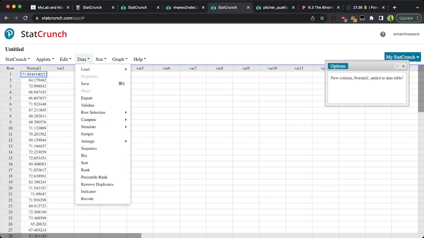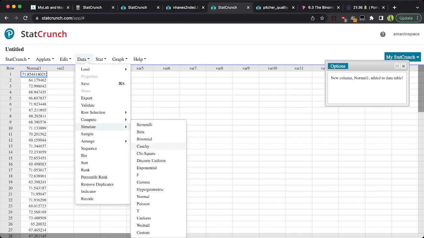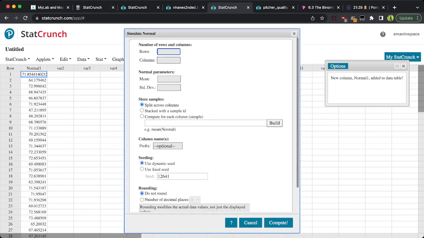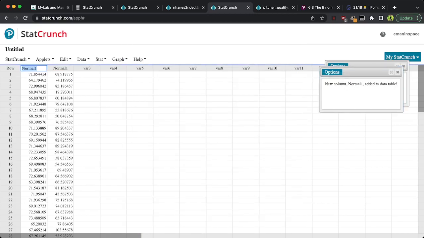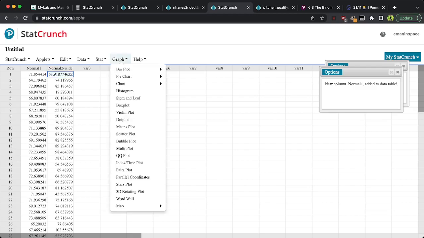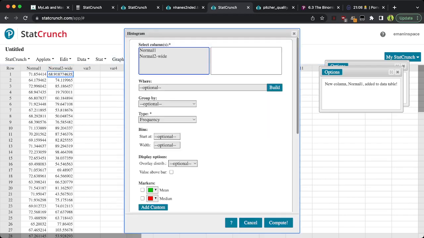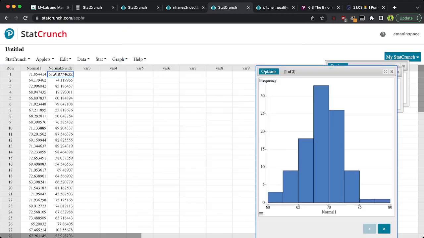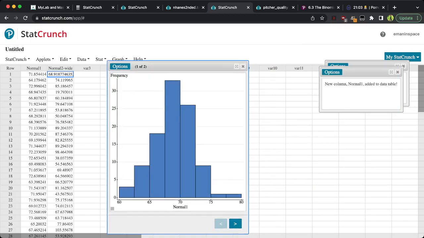And I'll go Data, Simulate, Normal, 100 rows, one column, same average, 69. But now we're going to increase the standard deviation to, I don't know, 20. So remember the first normal distribution, we'll call this one normal 1, and the other one will be normal 2, and we'll put wide because the standard deviation was 20. So we're going to compare the graphs. We're going to go Graph, Histogram. We're going to select the two of these.